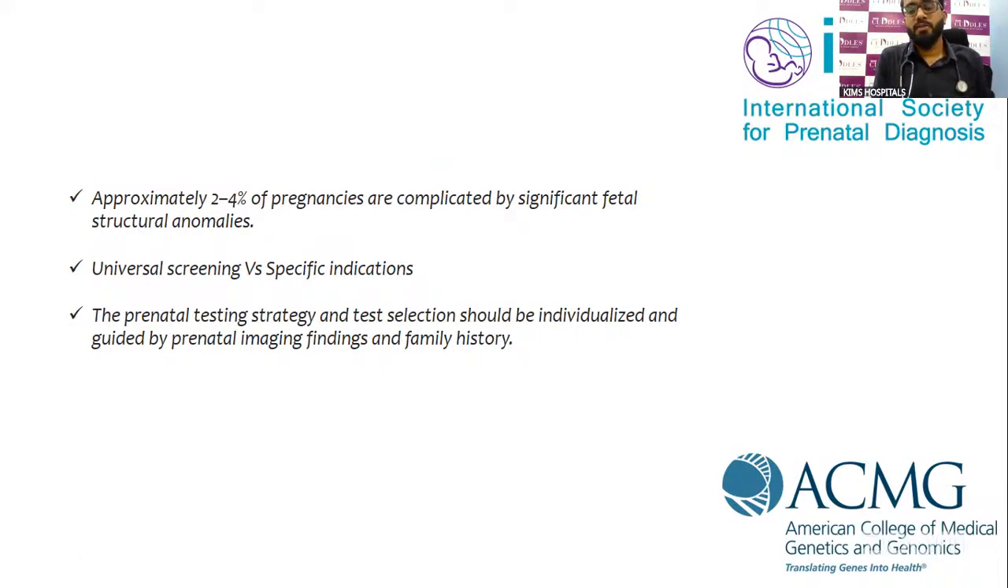So when do we actually think of doing a genetic test? You have a normal antenatal scan being done, and the scan of the pregnancy shows some structural anomaly. When it picks up some fetal anomaly, that will come to the attention of a gynecologist, maybe a fetal specialist, a pediatric neurologist and a geneticist. Then you order the genetic test. Universal genetic testing is usually not recommended. We only do screening tests, and with specific indications such as structural anomalies, then we can do genetic testing. Prenatal testing strategy and test selection should be individualized and guided by prenatal imaging findings and family history.